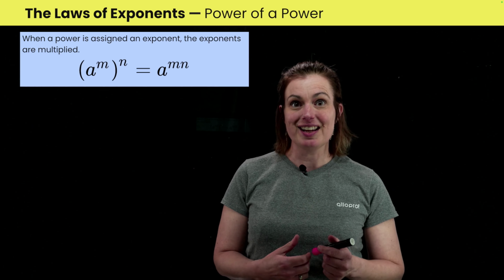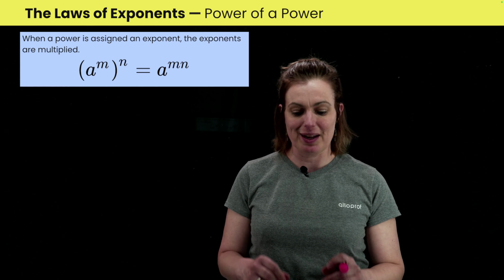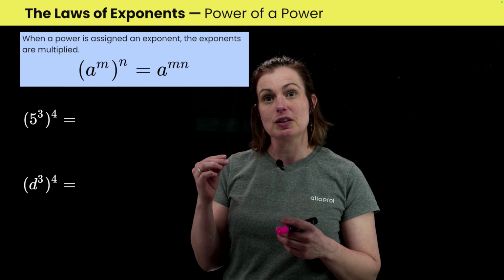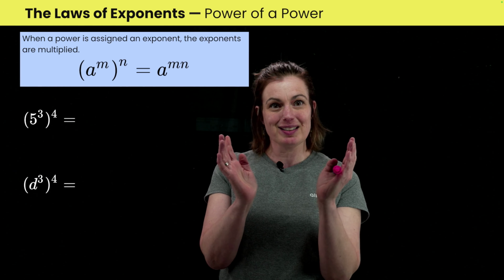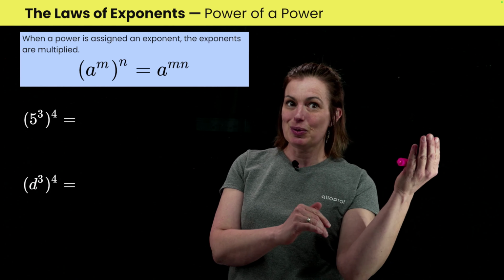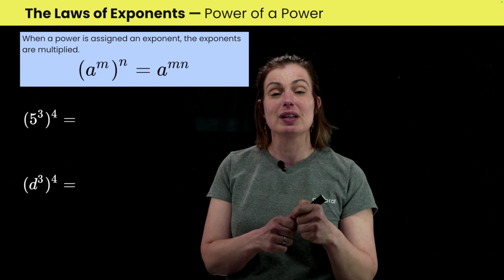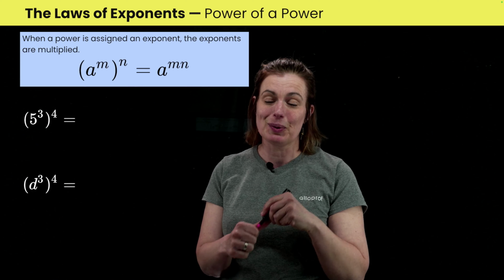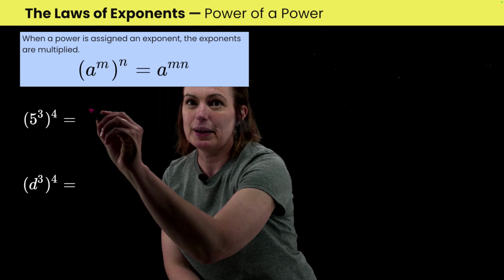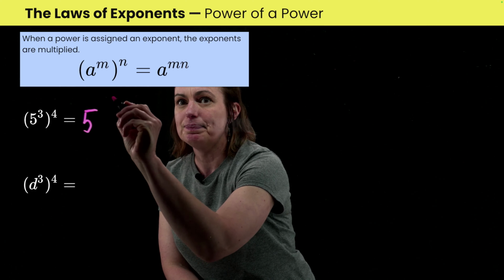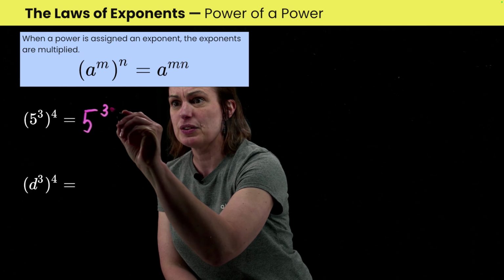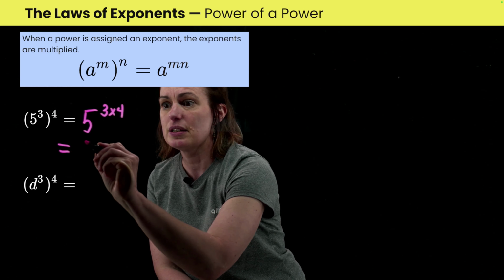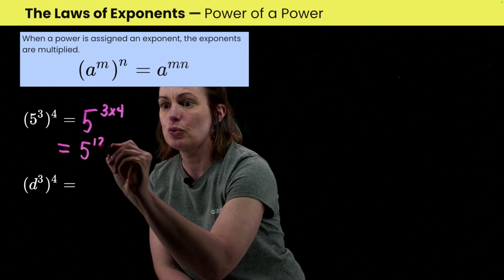When a power is assigned an exponent, the exponents are multiplied. So if we take a look at our example here, you see our base 5, and it's got an exponent 3 on it. But then there's a bracket around that, and an exponent 4 on the bracket. So that means that our exponent has an exponent. So this is where we have to multiply. We keep our base, and our exponent 3 is going to multiply by 4. So in the end, what we end up with here is 5 to the exponent 12.